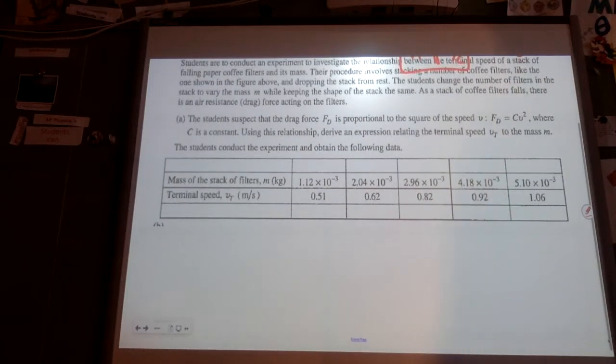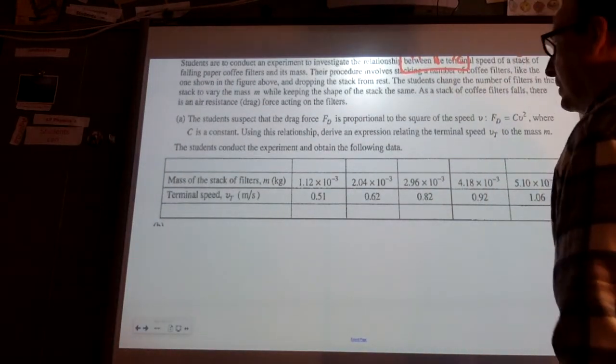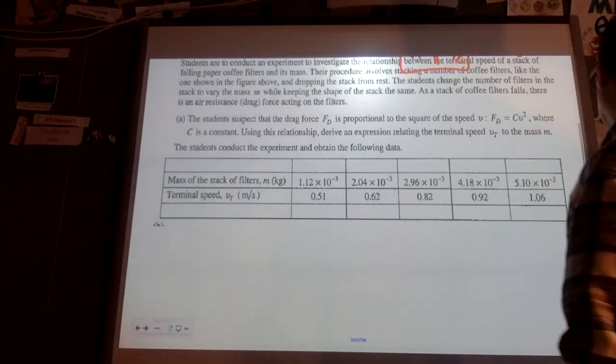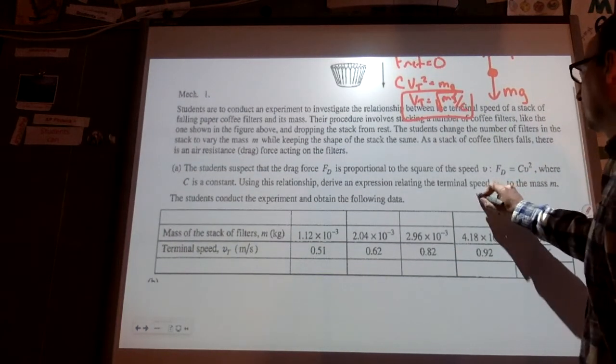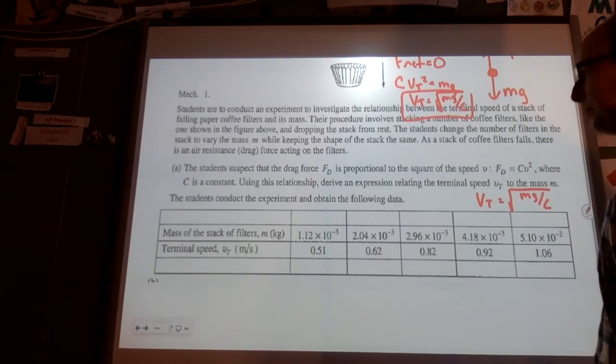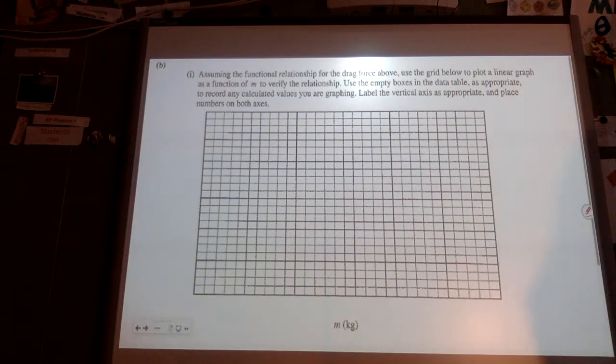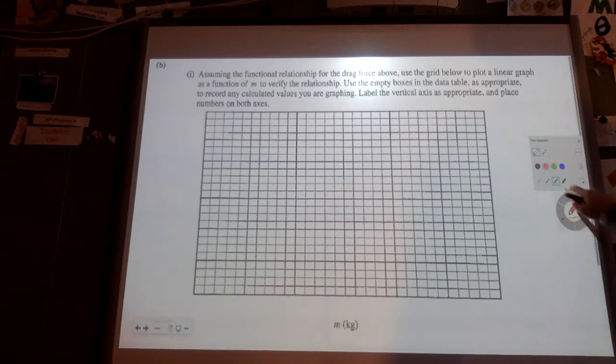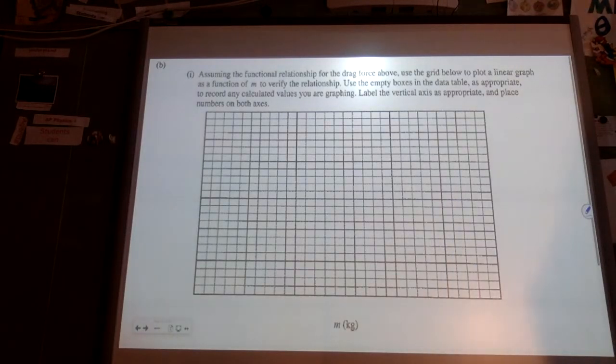The students conduct the experiment and obtain the following data. So I should break this down here. Assuming the functional relationship of the drag force above, use the grid below to plot a linear graph as a function of m to verify the relationship. Use the empty boxes in the data table as appropriate to record any calculated values you're graphing. Label the vertical axis as appropriate and place numbers on both axes.